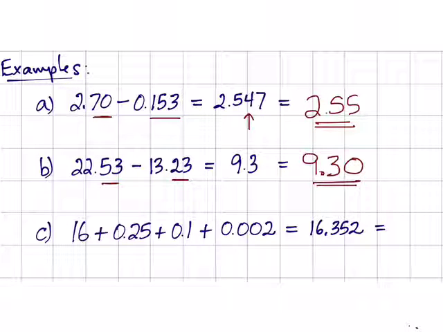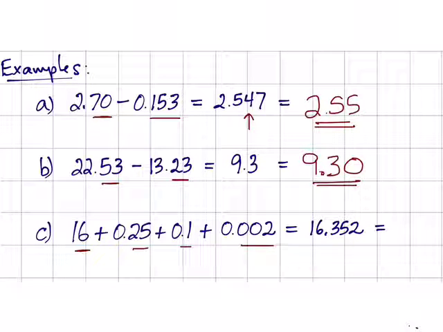Now, part C is an addition question, so again, we're looking at decimal places. The first number here, 16, has no decimal places, and so that's actually going to rule how many decimal places we keep in the answer, because the second one had 2 decimals, the third number has 1 decimal, and the fourth number has 3 decimals. But since the first number had no decimals, my answer ends up having no decimals. It has to have the same number of decimal places as the number in the calculation that had the fewest.